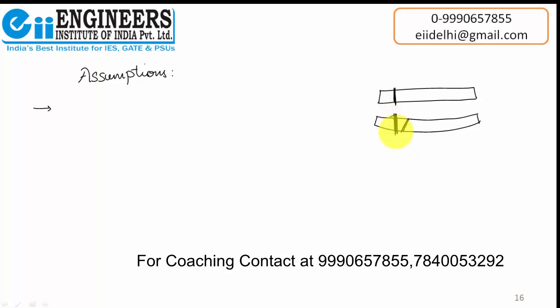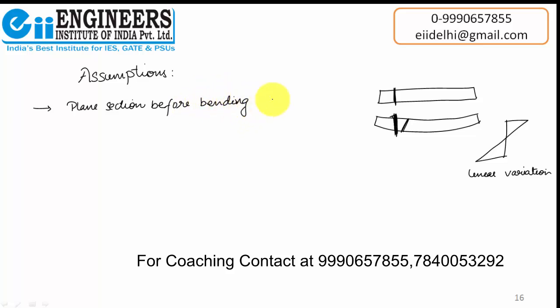Why do we consider this? The main reason for considering this assumption is that when we consider that it does not bend, then there is a linear variation in strain. For linear variation of strain we assume this particular thing. So a plane section before bending remains plane after bending. This is the very first assumption.